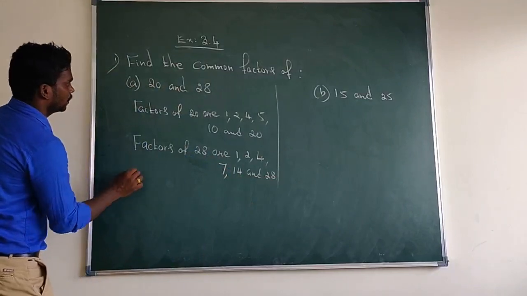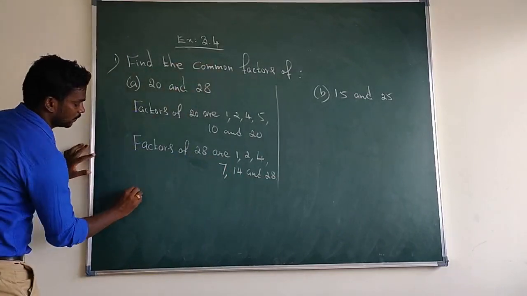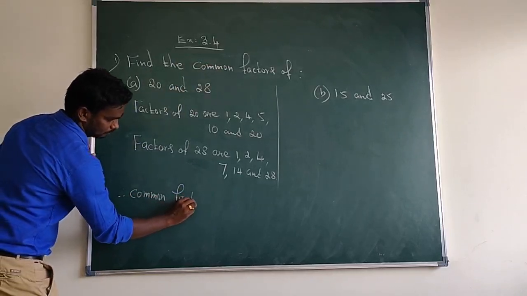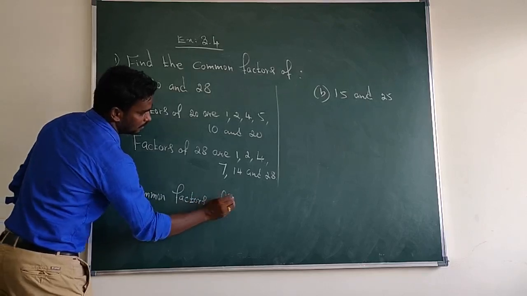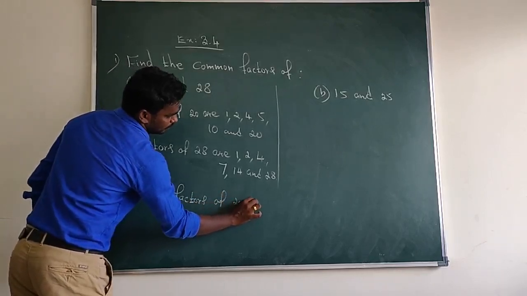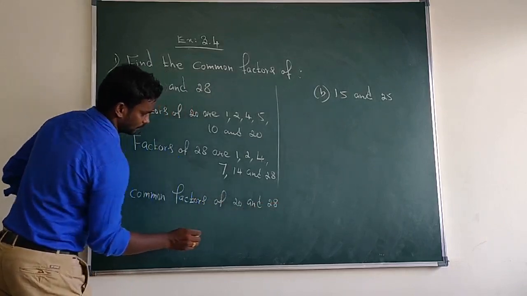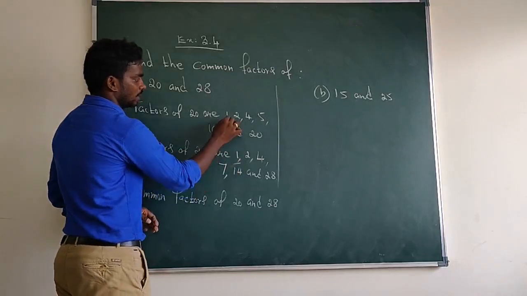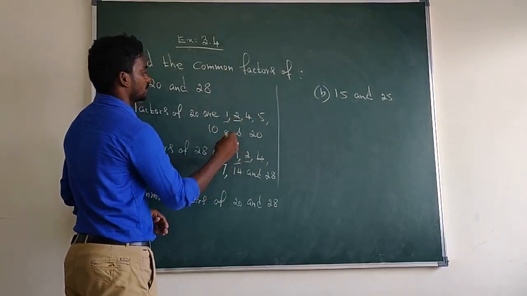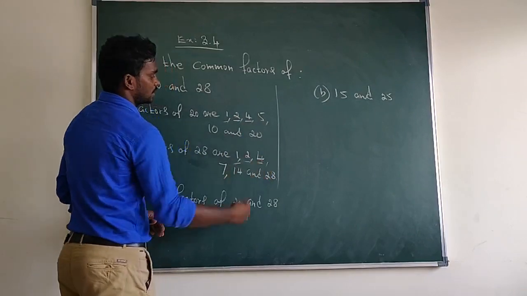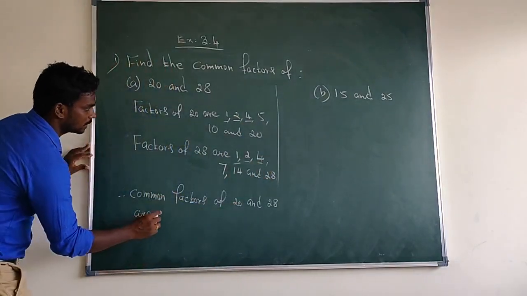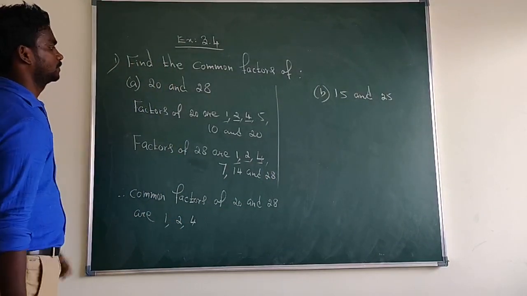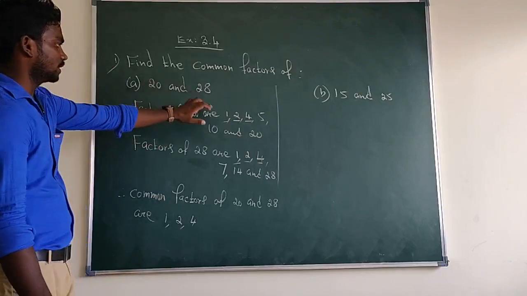So therefore, what's the question? Find the common factors of 20 and 28. 1 is a common factor, 2 is a common factor, 4 is also a common factor. So the common factors of 20 and 28 are 1, 2 and 4.